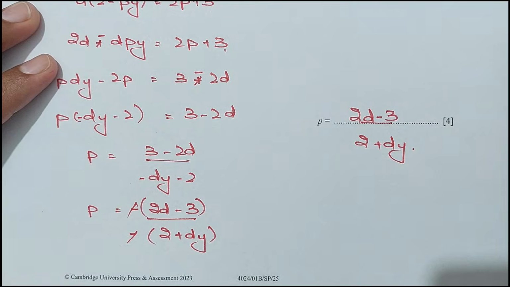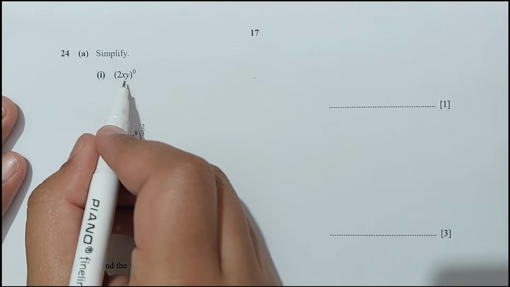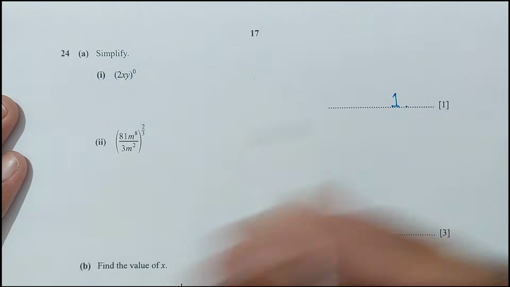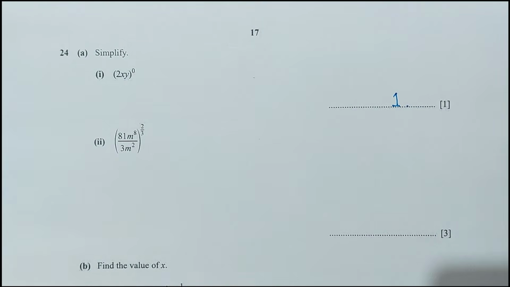This is P. Question number 24, part A, we have to simplify. 2xy to the power 0, anything to the power 0 is 1, obviously. Second part, okay, 81 over 3. 3 times what makes 81? 3 times 2.